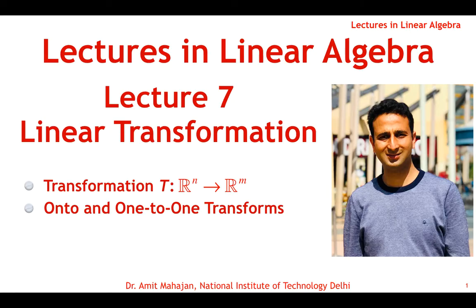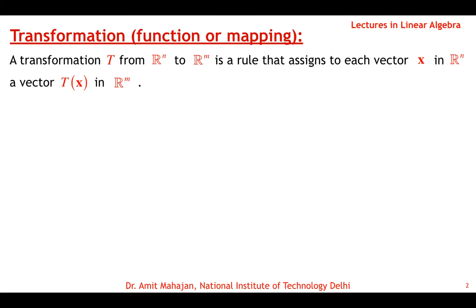Today we are going to talk about linear transformation and we will also discuss onto and one-to-one transforms. So first, what is a transformation, which is also known by the name of function or mapping. A transformation T from Rn to Rm is a rule that assigns to each vector x in Rn a vector T of x in Rm.